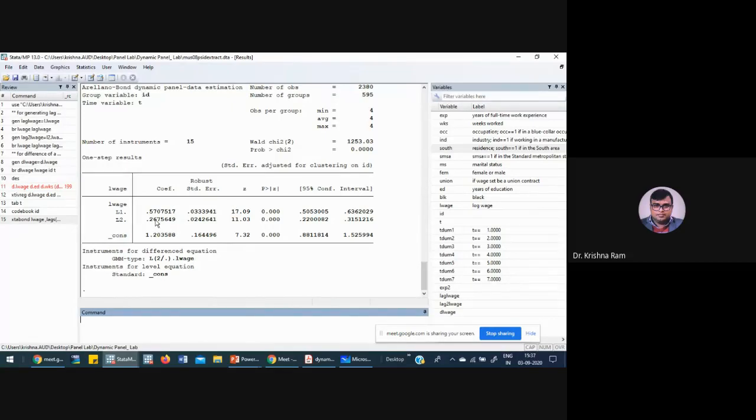So 0.57%. This one is the previous year wage value. So we may say that when the previous year wage value rises by 1%, on average, the current year wage value rises by 0.57%.